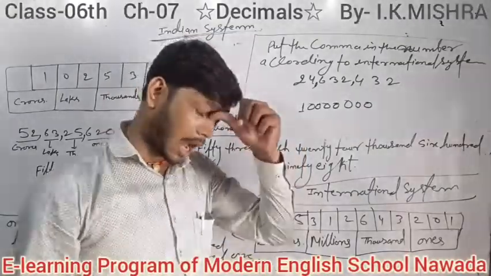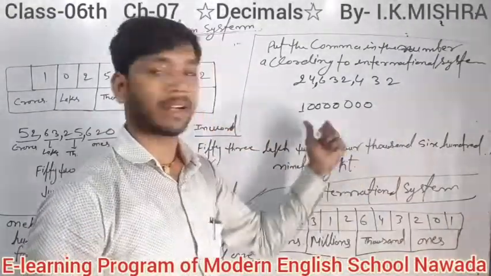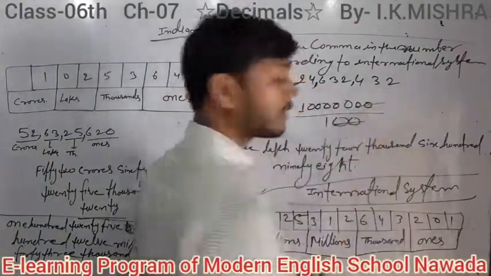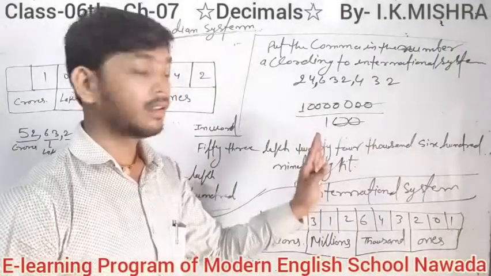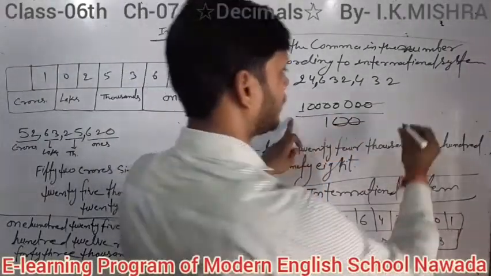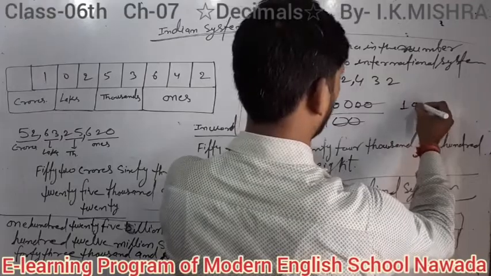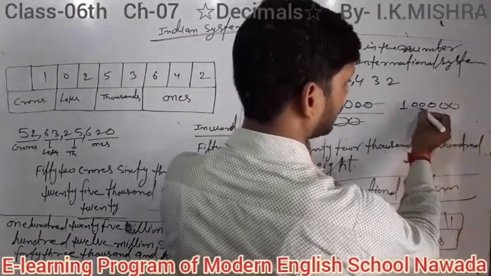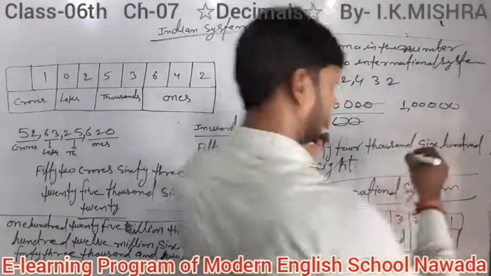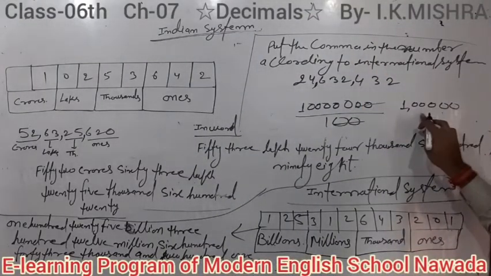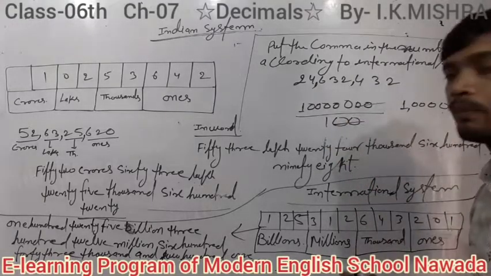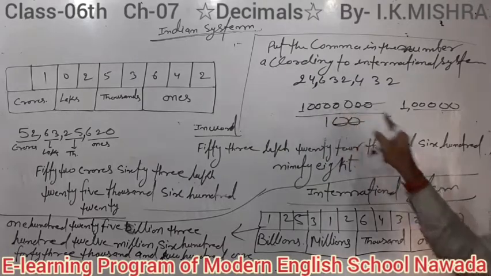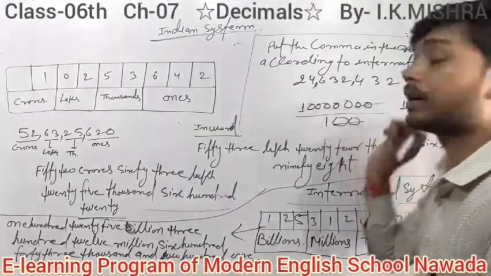And you have to ask how many hundreds in 1 crore. That means divide it by 100, and here 2 digits are cancelled. So how many hundreds? That means 100000. That means 1 lakh hundreds in 1 crore.